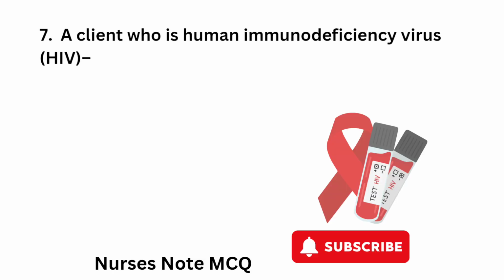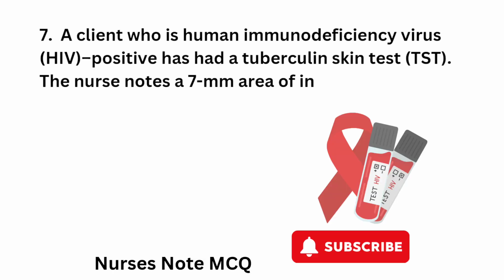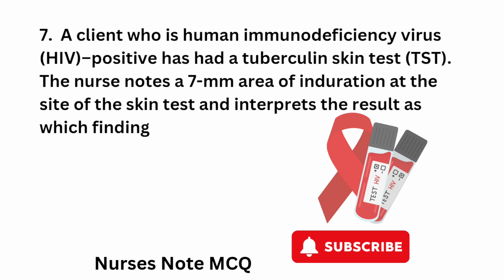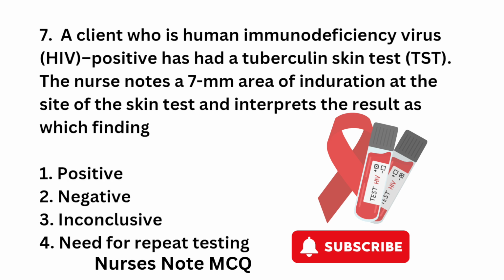A client who is human immunodeficiency virus, HIV, positive has had a tuberculin skin test. The nurse notes a 7 mm area of induration at the site of the skin test and interprets the result as which finding? 1. Positive. 2. Negative. 3. Inconclusive. 4. Need for repeat testing.